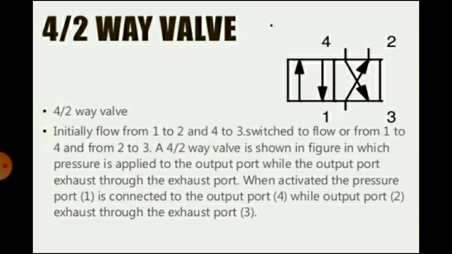When activated, so this is the second block position. See the second block position. So that is the initial position. Now for activation, after activation of the block, consider the first position of the block. In which, when activated, the pressure port 1 is connected to output port 4, while output port 2 exhausts to the exhaust port 3.